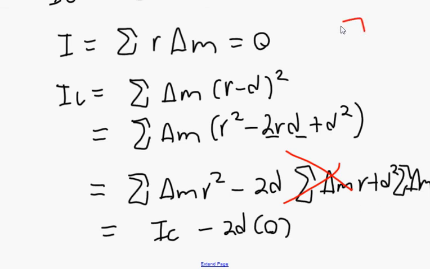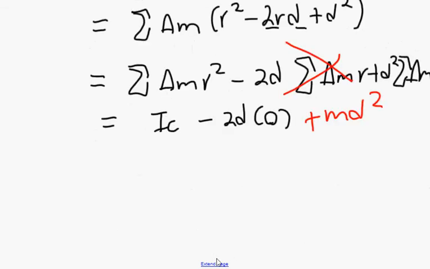Now what is the sum of delta m? Can anybody tell me? M. If I chop up a plane into tiny little pieces, then I add up all those pieces back together, I get back the plane in the first place. So if I chop up something into lots of tiny little masses, when I put all those masses back together again, they result in the mass. So that's going to be mass times distance squared, and therefore IL equals IC plus MD squared. Happy enough with that?